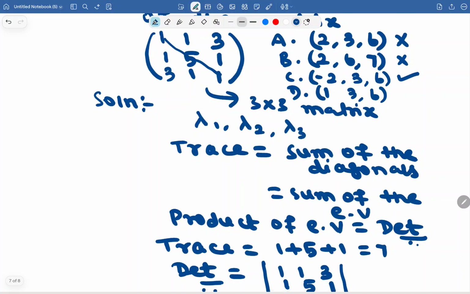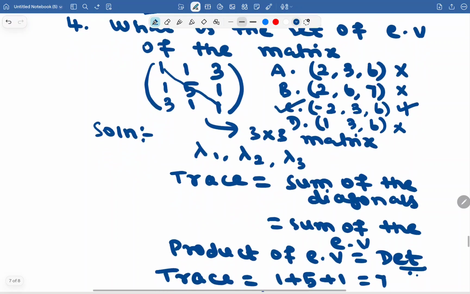Therefore, for this option, the sum of the eigenvalues is equal to the sum of the diagonals, which is 7, and the product of the eigenvalues is minus 36, which is equivalent to the determinant. Option C is the correct option, since it satisfies the condition for the trace and also the product of the eigenvalues is our determinant value. The last option is wrong. Option C is the correct one for the fourth problem.